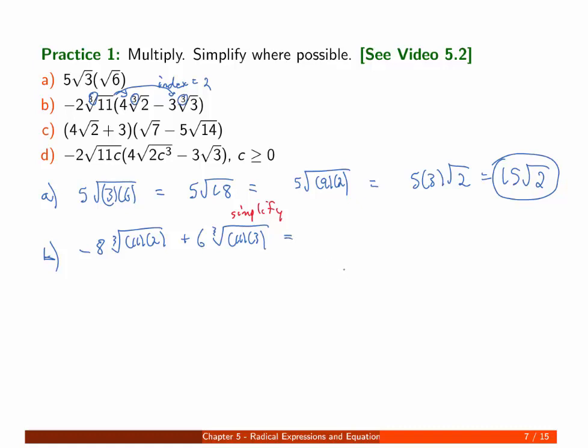Now this is addition, as you can see, which means we actually will require the same radicand underneath the radical sign. If you practiced a lot in the previous section, that should have been clear to you. So here we go: negative 8 cube root 22, plus 6 cube root 33.